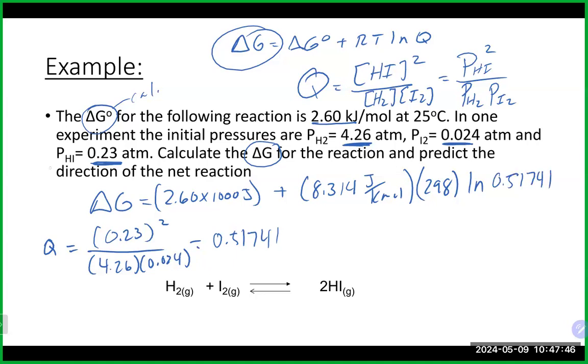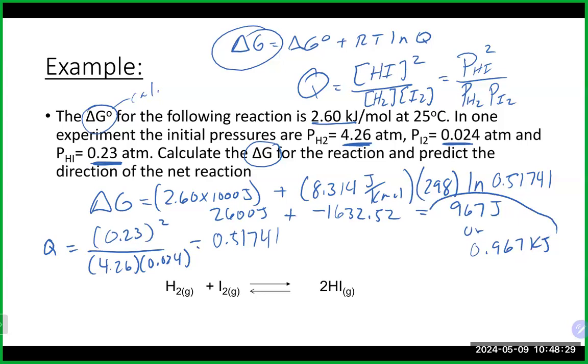All right, now we got everything we need. I can clean up the right-hand side there, the plus sign. So I'm going to take the natural log of that number I just got. I'm going to times it by 298 and also times it by 8.314. That's going to get me negative 1632.52. I'm going to take my 2.6 times it by 1,000, not 10,000, but just 1,000. That's going to give me 2,600 joules here. So I take my 2,600 joules and I add it to my minus 1632. That is going to get me about 967 joules, or 0.967 kilojoules in this case.